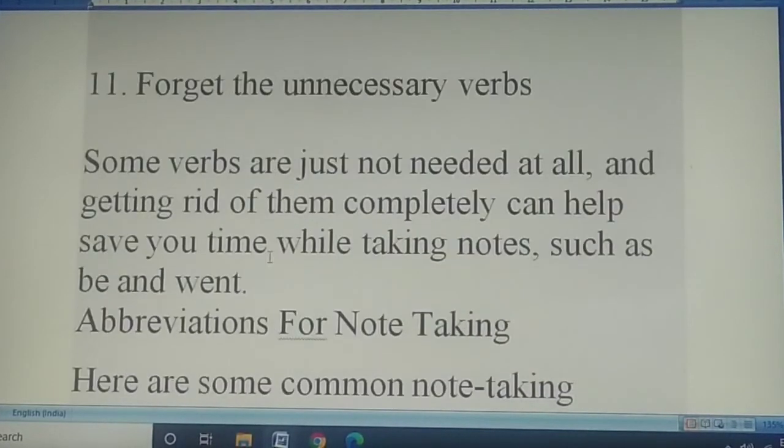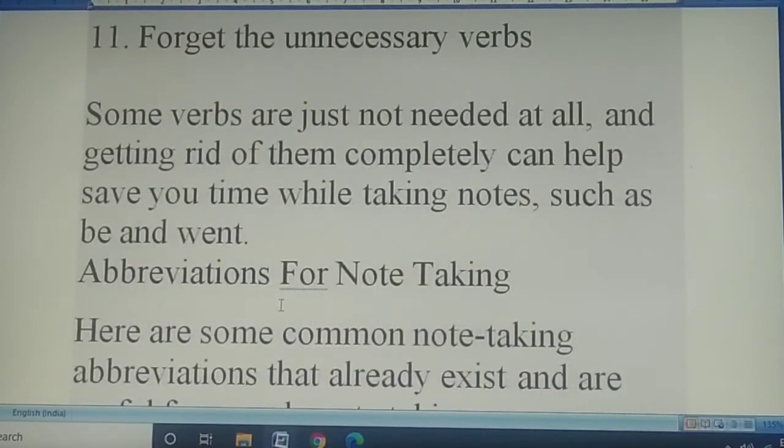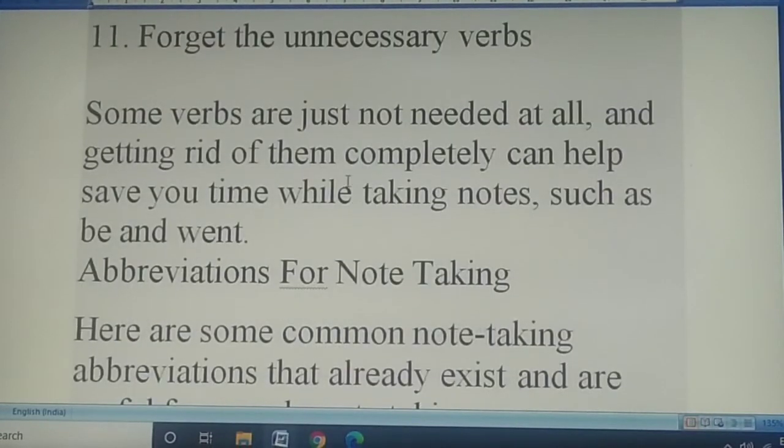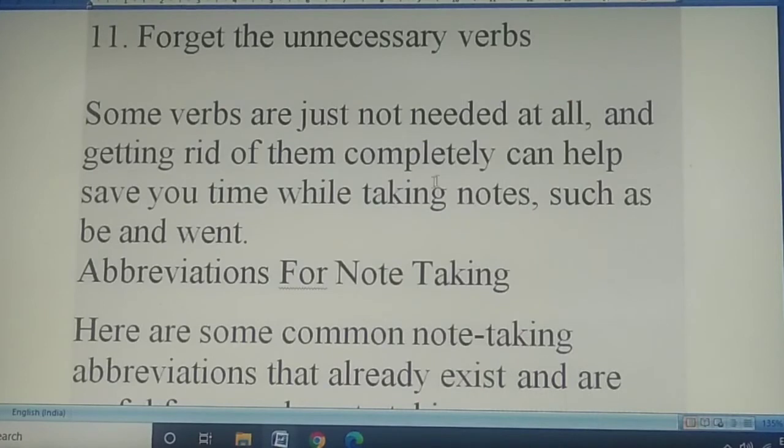Then forget the unnecessary verbs. Some verbs are just not needed at all, and getting rid of them completely can help you save time. I have shown an example which I have done in note making. For example, suppose you are writing about intelligence or wit. Intelligence matters. You don't have to write 'intelligence is what matters'. Not required. So that is how you shorten it.